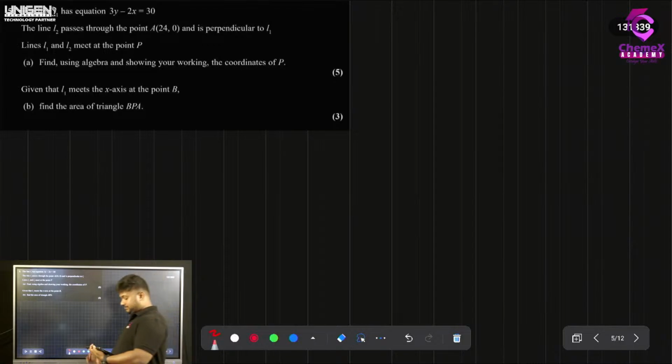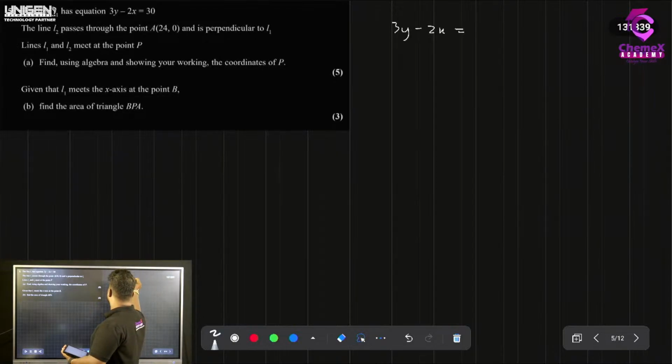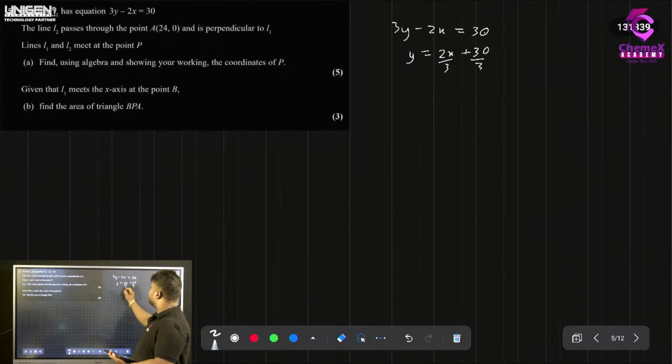5th question. It's about the equation 3y minus 2x equals 30. The line L2 passes through A (24, 0) and is perpendicular to L1. Let's get the gradient of this equation. You divide everything by 3. I just took 2x to the other side and then divided by 3. So what's the gradient? 2 over 3.